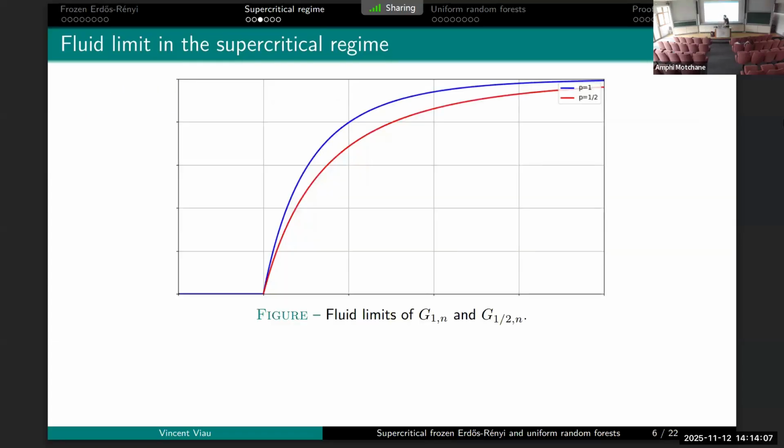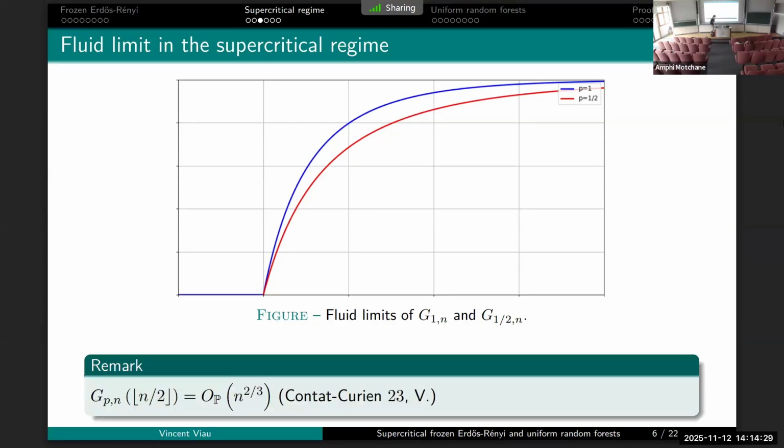Okay, so just to illustrate, before time 1/2 we have functions that are 0, and then they are strictly positive. Here, for example, you have the fluid limit in blue in the case where p is 1, and the fluid limit in red in the case where p is 1/2. I represented the solutions of the differential equation. So it's not numerical, it's just an analytic solution.